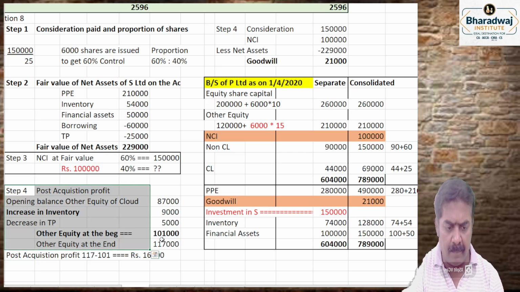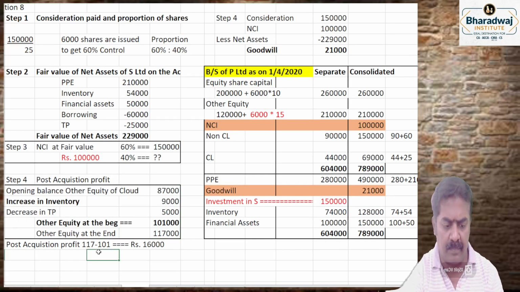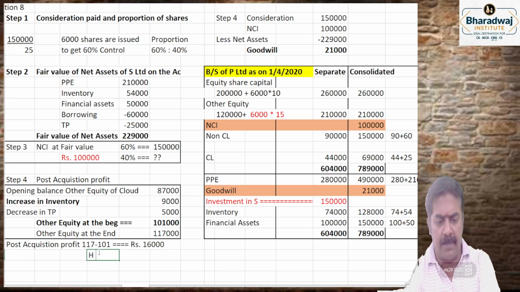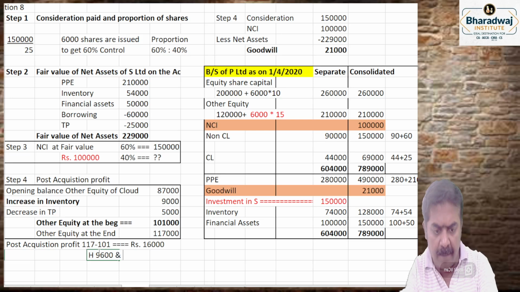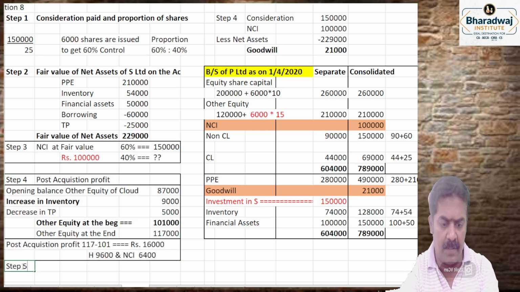Split this in which ratio? 60% of 16,000, 12,000, 9,000, and NCI 6,000. Step 6: NCI for the balance sheet. What was the initial recognition? 1 lakh plus 6,400 now.